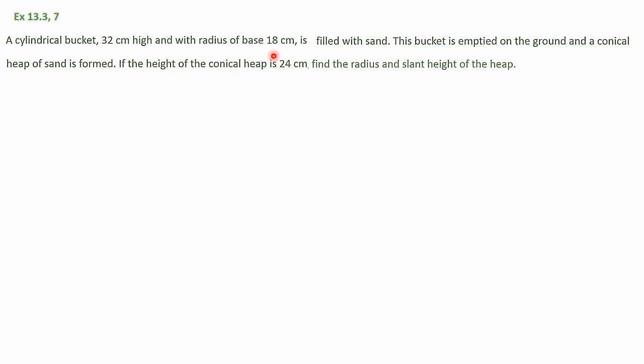Cylindrical bucket, dimensions are given. Height is 32 cm, base radius is 18 cm. The bucket is full of sand, and we are dumping it back to the ground to form a conical heap of sand. When this bucket of sand is dumped onto the ground, we get a conical shape. That is called a conical heap of sand. Height of the heap is given as 24 cm. We are asked to find the radius and slant height of the heap.